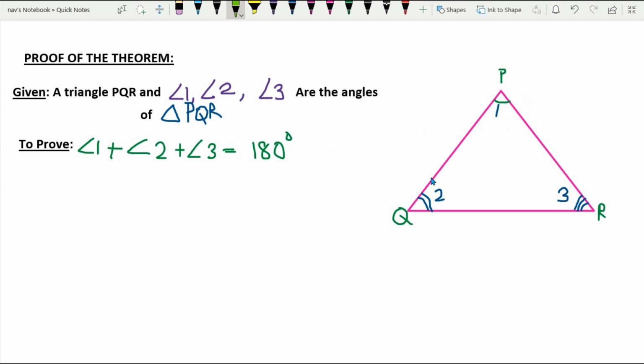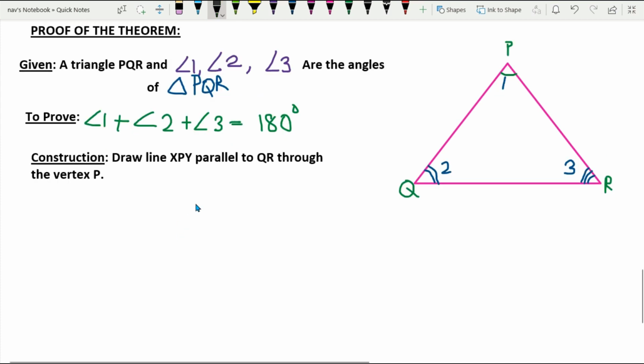But there is no line here, right? So what we are going to do is construct a line. It's very interesting, right? Now we are going to construct a line. How are we going to construct? We are going to learn now. So what's the construction?